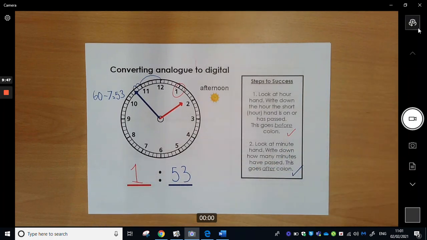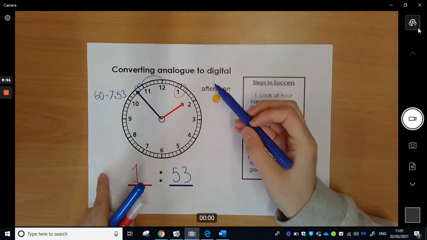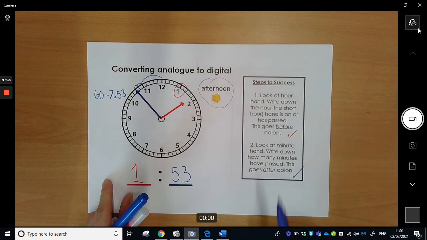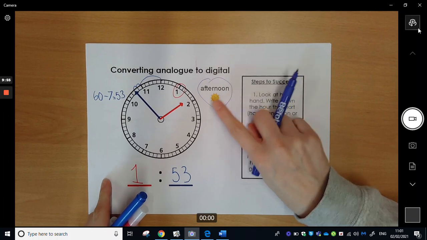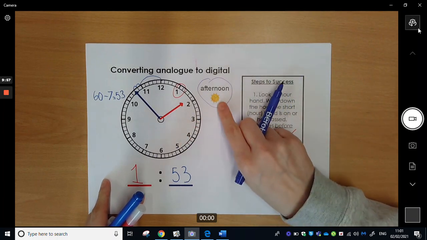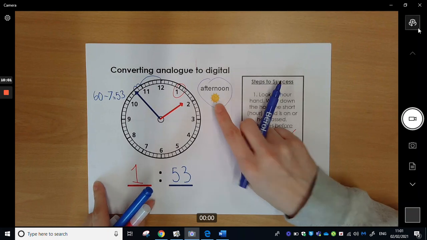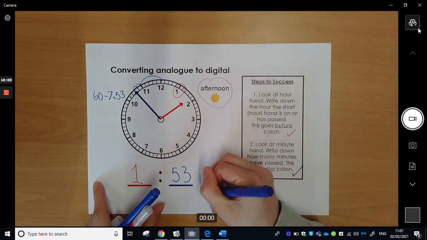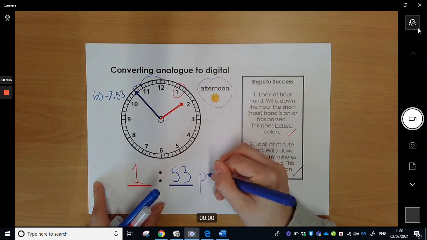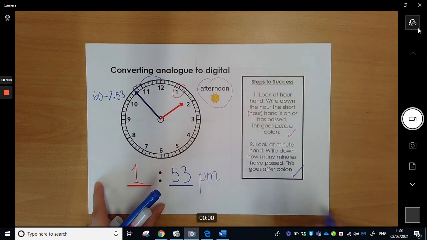And there's just one more thing that I need to make sure I add on. Fantastic. Right, AM or PM. So would this be AM or PM? It's 1:53 in the afternoon, after we've eaten lunch. Hopefully you're saying it should be PM, because 12 o'clock at midday at lunchtime changes to PM.